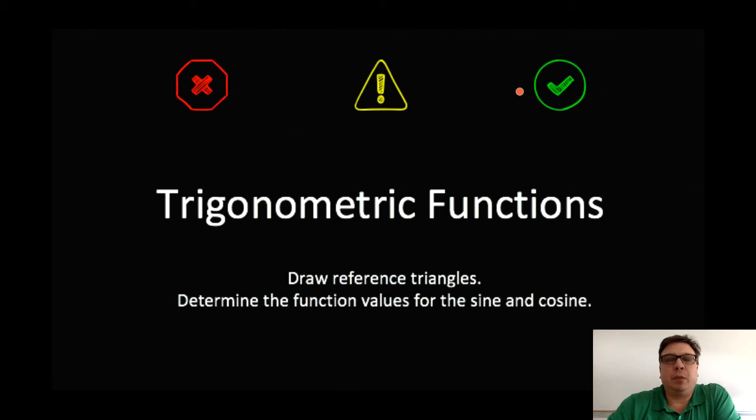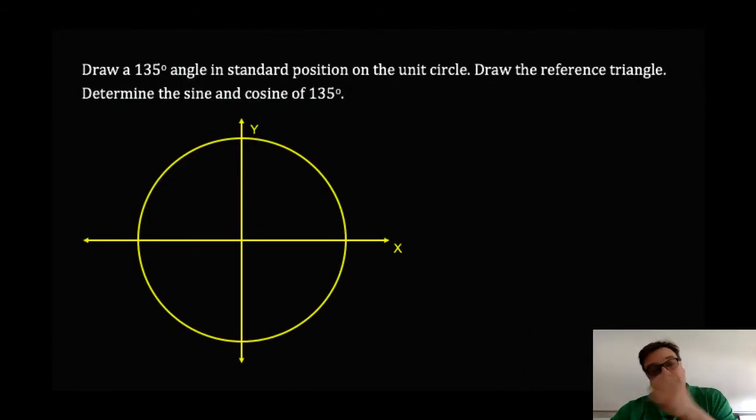In previous videos, I should say the one previous to this one, we went through and drew our angles in the first quadrant and then determined what sine and cosine were as a result of that. We're going to do the same here, but we're actually going to work in all four quadrants instead of just the first. So our first example says: draw a 135-degree angle in standard position on the unit circle. Draw the reference triangle and then determine the sine and the cosine of 135 degrees.